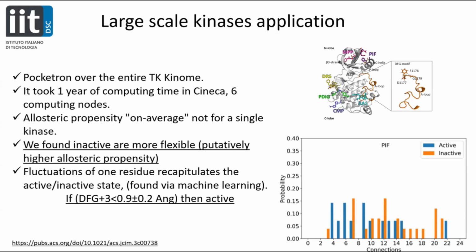Another thing that we found, which is not strictly related to allostery, is that by applying a machine learning algorithm on all the frames of the trajectory, trying to predict the activeness propensity of each frame, we were able, in a minimalistic way, admittedly, to find this residue at DFG position +3. From its fluctuations, on average, by just looking at this one, you can conclude on the activity of the kinase with a probability of 82% accuracy, which is not perfect. But the point is that we did that in a very unbiased way.